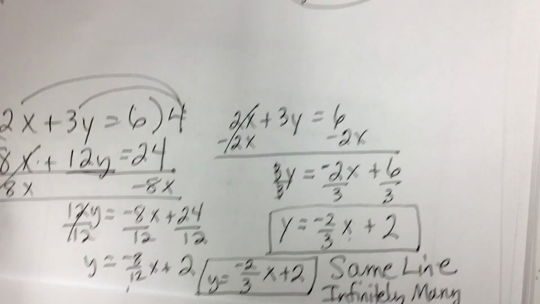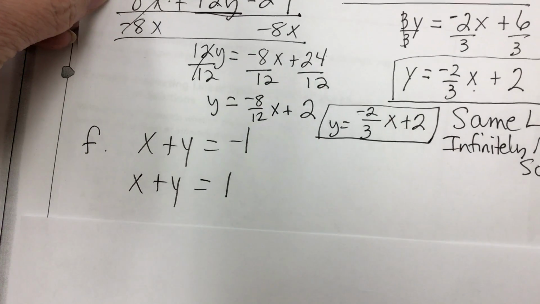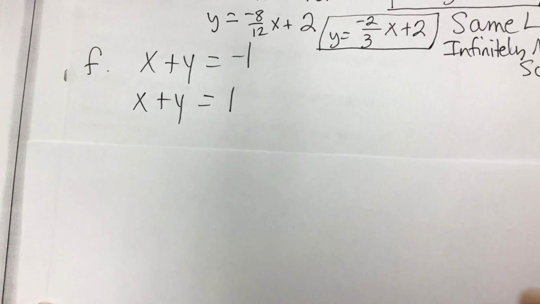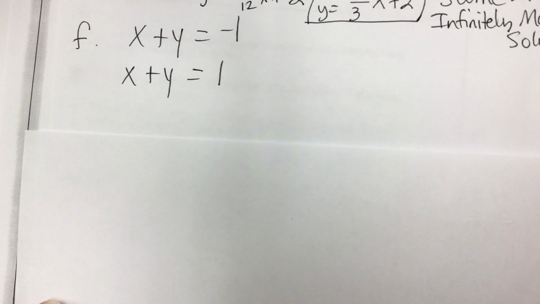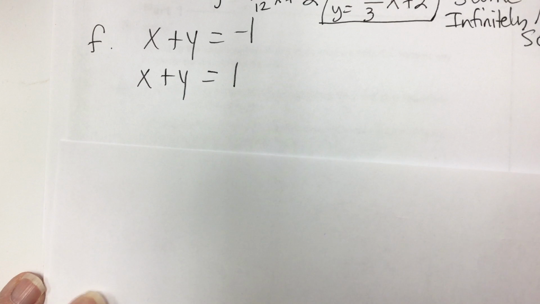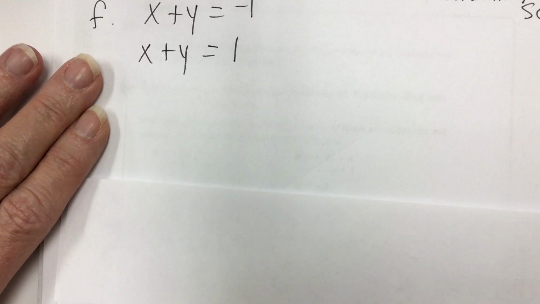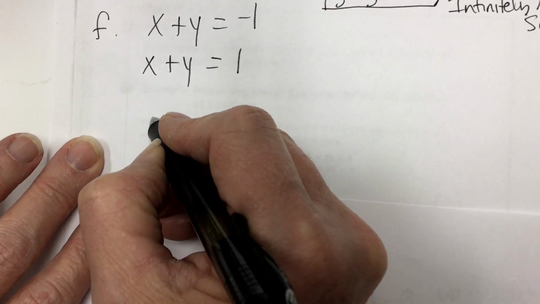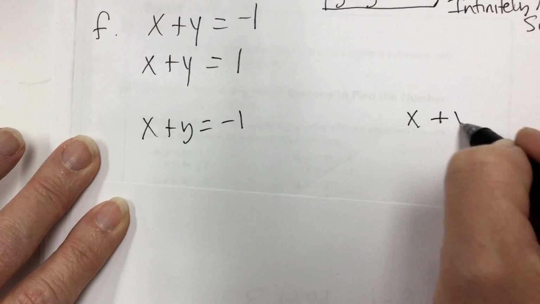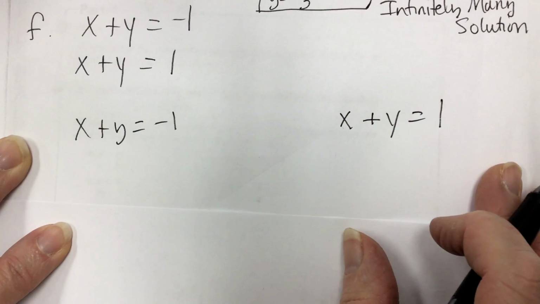Now the last problem we have is F, and F has x plus y equals negative 1 and x plus y equals positive 1. So we would need to solve these for y equals mx plus b form. So let's do that. So I have x plus y equals negative 1 and x plus y equals positive 1. So let's solve them for y equals mx plus b form.